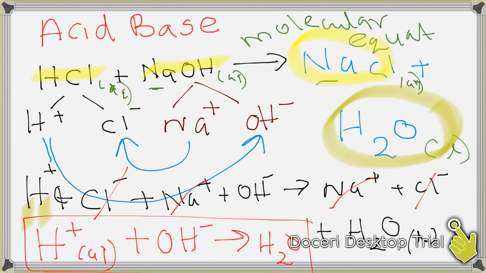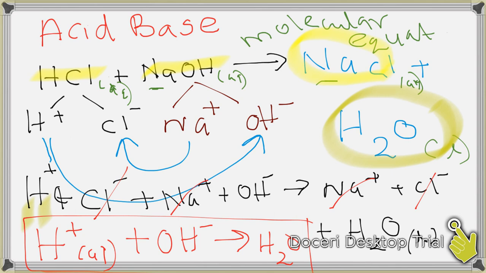So this is how you go from the molecular equation to the complete ionic to the net ionic equation. If I ask in the exam what the net ionic equation is for any acid-base reaction, it's going to be this one: H plus, OH minus, water. But try to understand this, it's important. You will learn many things from that.